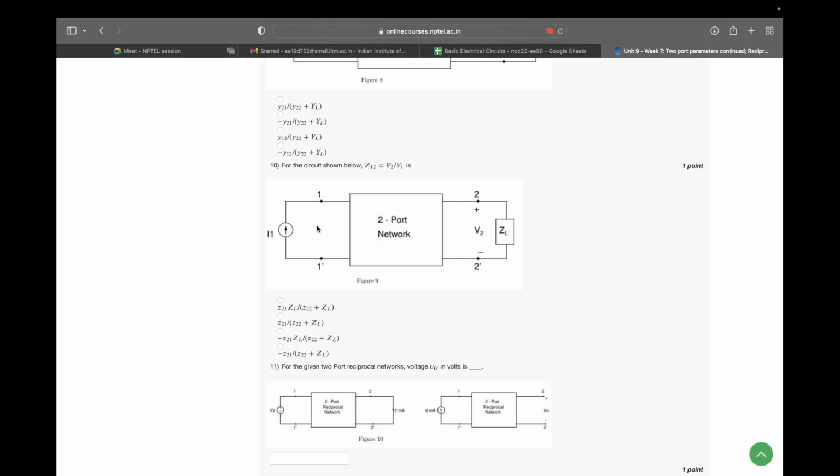Here it is asked V2 by V1. I am telling it is V2 by I1. One of the answers will match, either A or C. Any one answer will match with V2 by I1. The diagram is also given between V2 and I1 only. But it is asked V2 by V1.